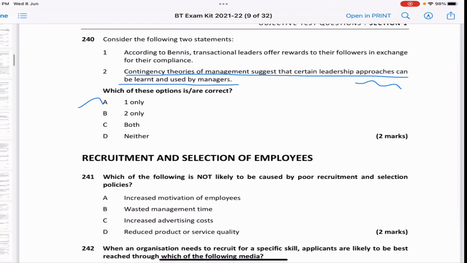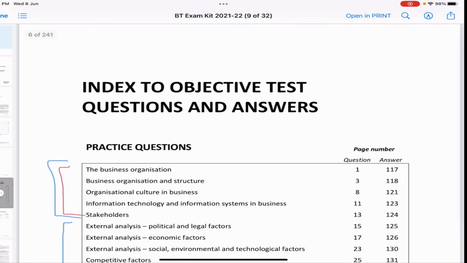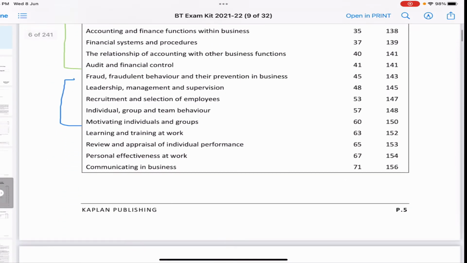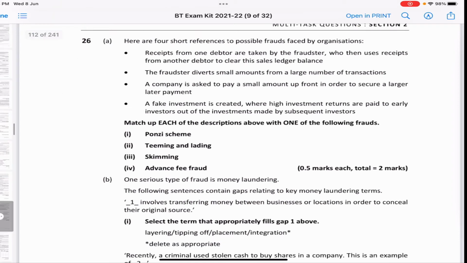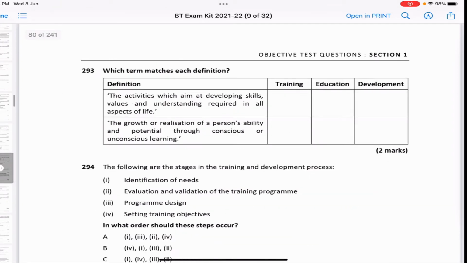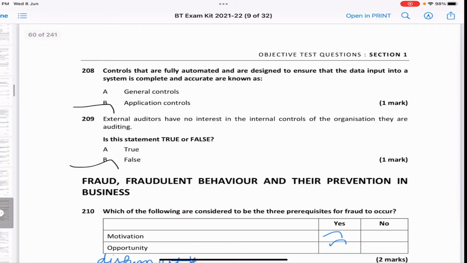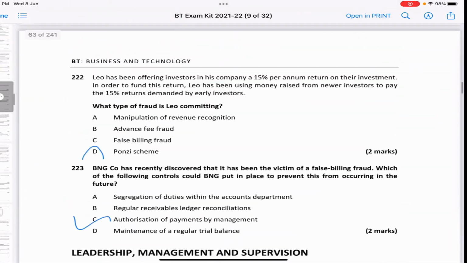Okay. Just a second. Okay. So now we have recruitment and selection of employees. So let's begin with that.